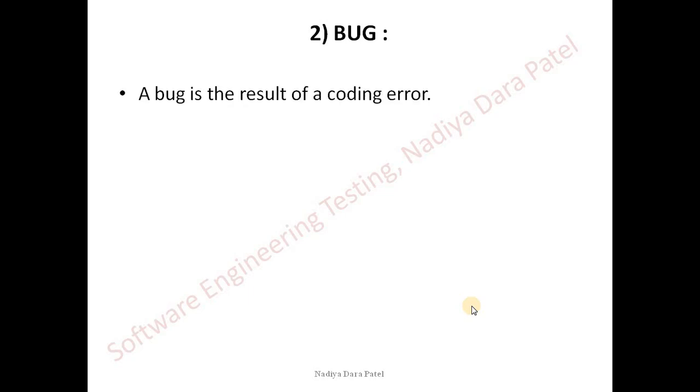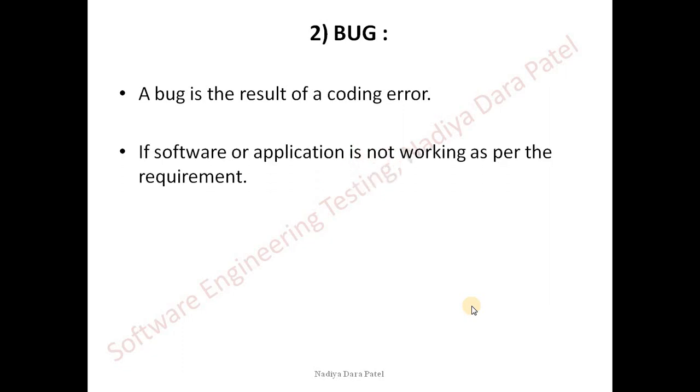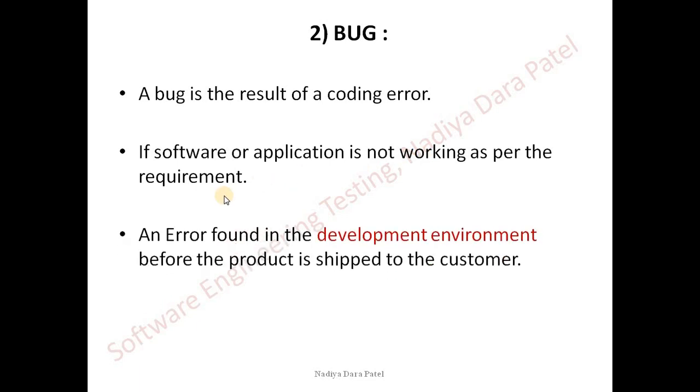A bug is again a result of a coding error. If a software or application is not working as per the requirement, this condition is known as a bug, or this condition is caused because of a bug. There was a bug, that is the reason the application is not working as per our requirement or our expectations. It is an error found in the development environment before the product is shipped to the customer.